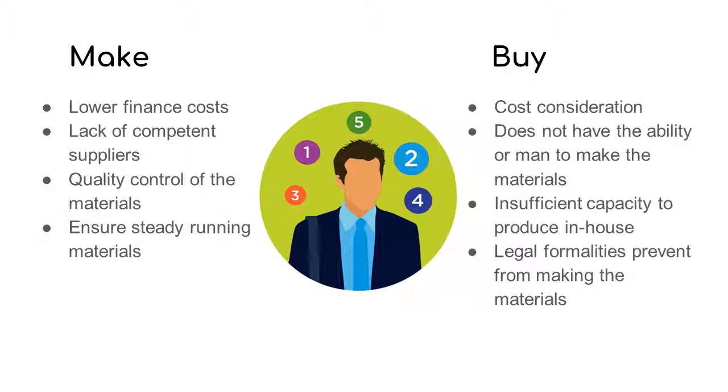running material. Other companies would rather buy other parts and materials that are required for their finished product from outside suppliers. This is because it may be cheaper for them to buy instead of making the materials, or the companies do not have the experience to make the materials, or they do not have the capacity to produce in-house. Therefore, their only choice is to buy outside. Another reason why some companies buy from outside suppliers is because of legal formalities that prevent them from producing the materials.